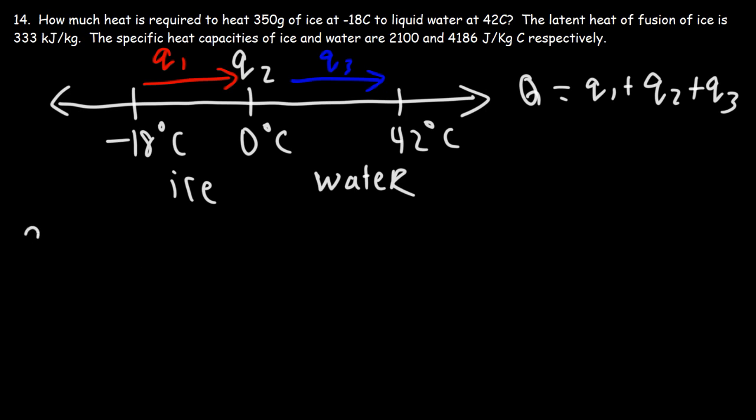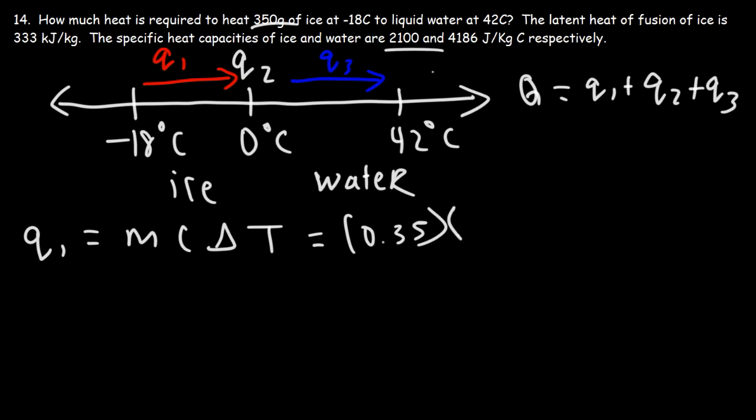So let's begin by calculating Q1. It's a temperature change problem. We're going from negative 18 degrees Celsius to 0. So we need to use this formula, mcΔT. The mass of ice is 350 grams. If we convert that to kilograms by dividing by 1,000, that's going to be 0.35 kilograms.